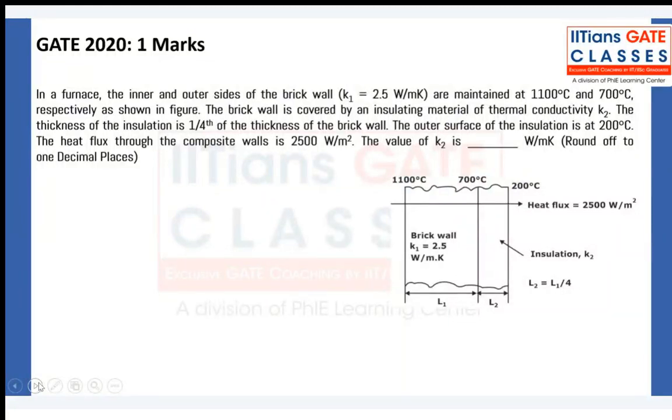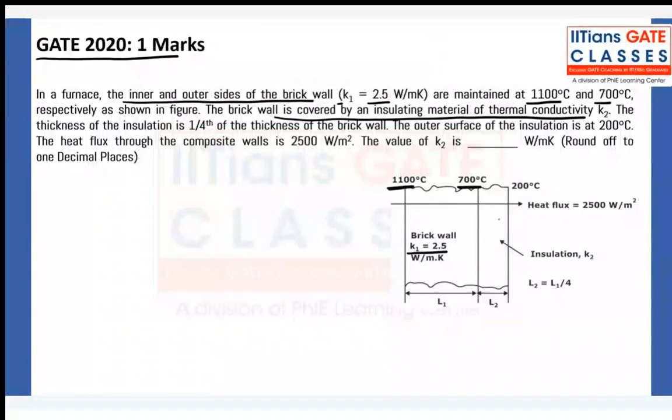Now, in a furnace, the inner and outer sides of a brick wall, with thermal conductivity K1 of 2.5, are maintained at 1100 and 700. So this side is 1100, this side 700, as shown in the figure. On one side, we have covered it with an insulating material of thermal conductivity K2.